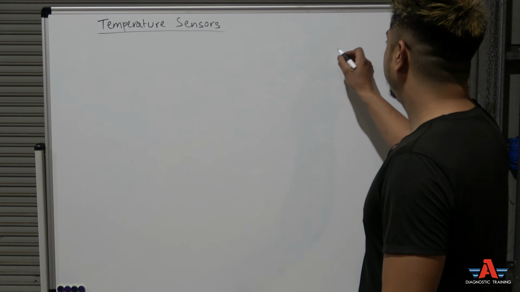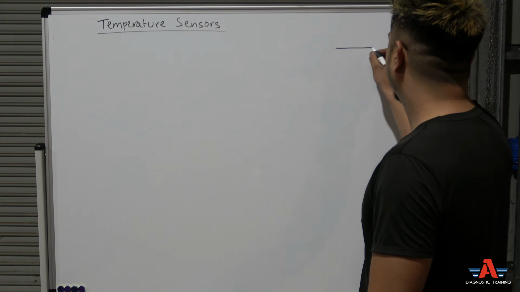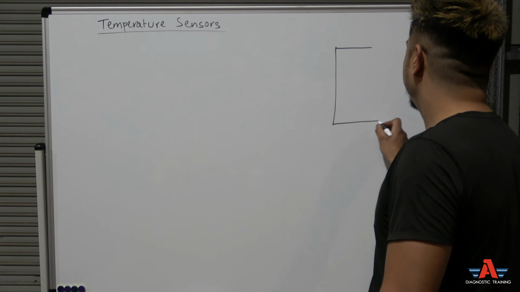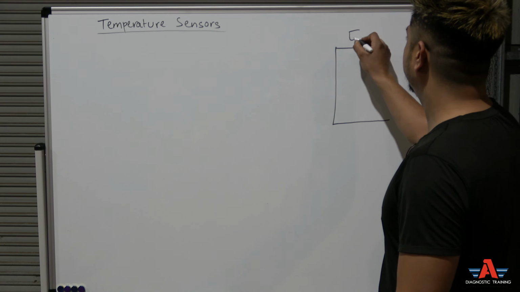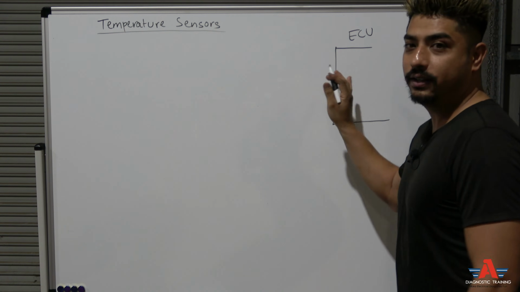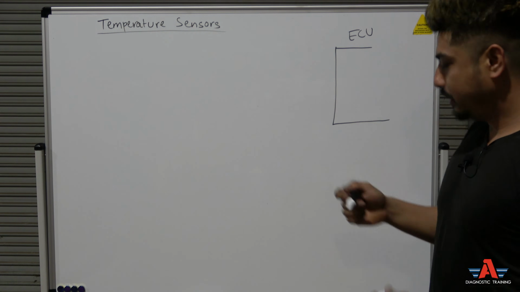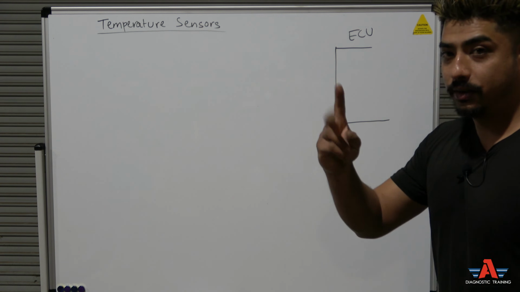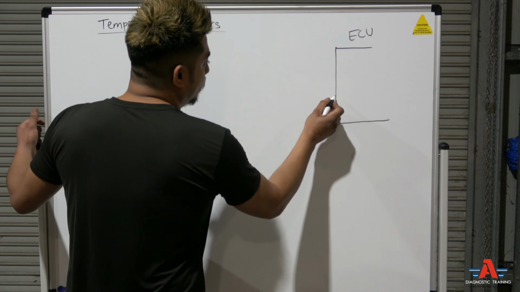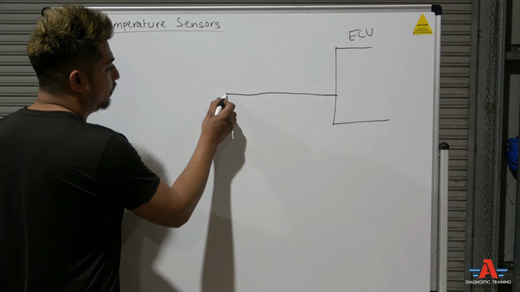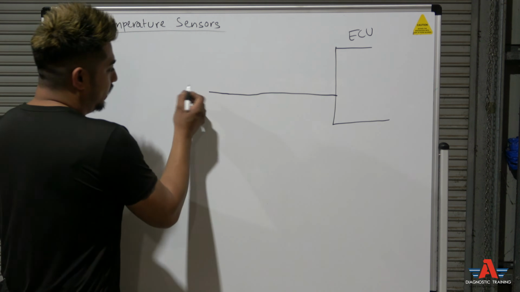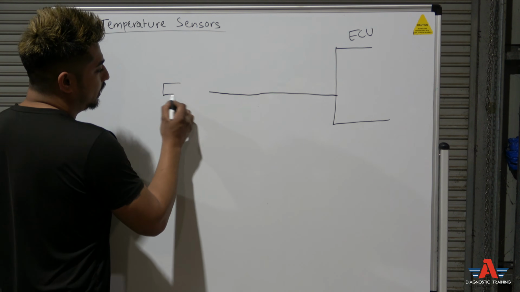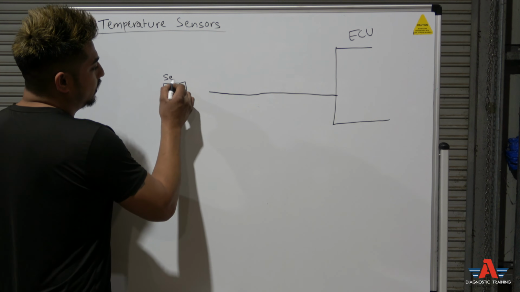Okay, so for that reason, let's draw, let's say this is your control unit. Okay, this is your ECU. All right, right here. So what's going to happen? The ECU is going to have two wires coming out of it. So let's draw one wire, and you're going to have a sensor here. Okay, let's just do that.